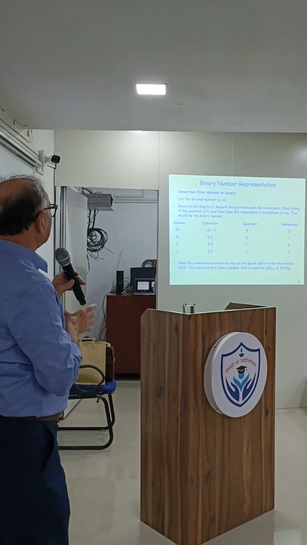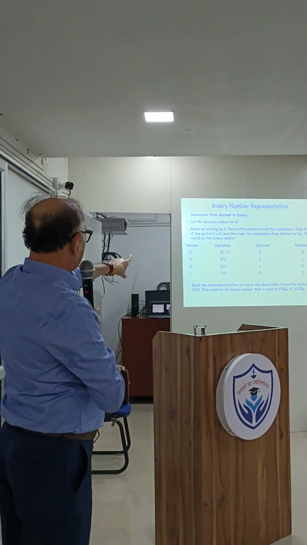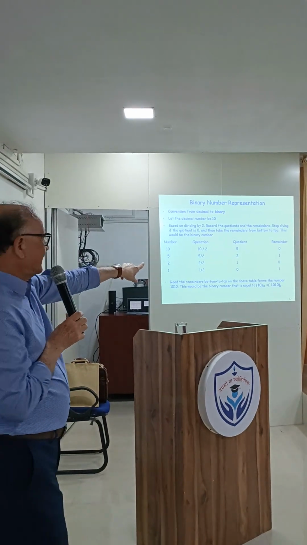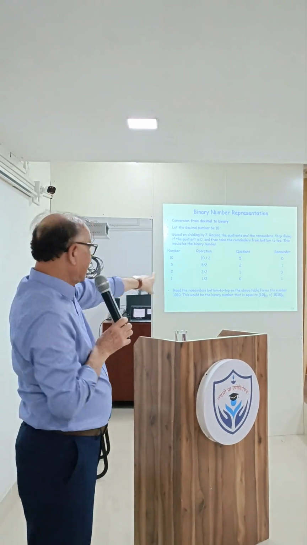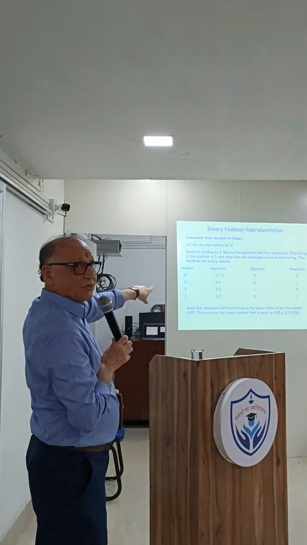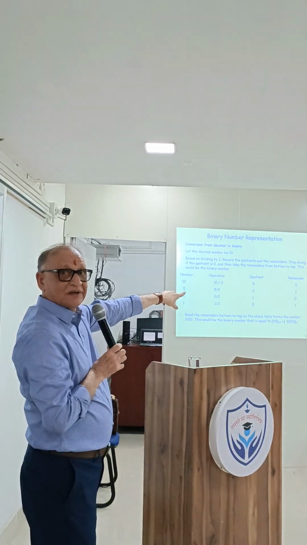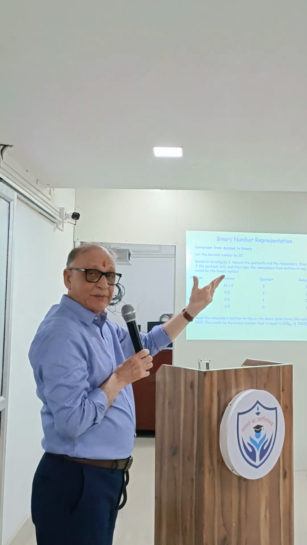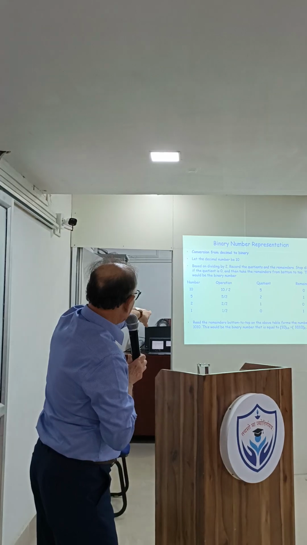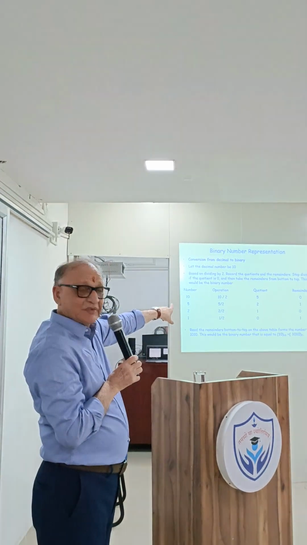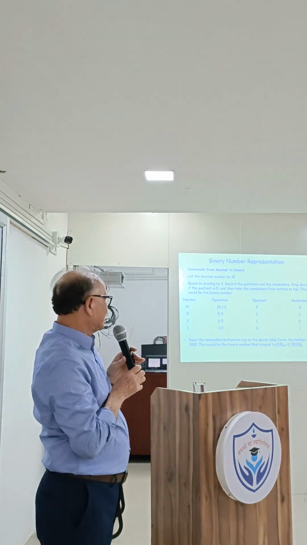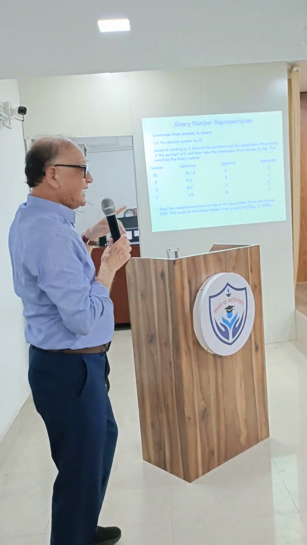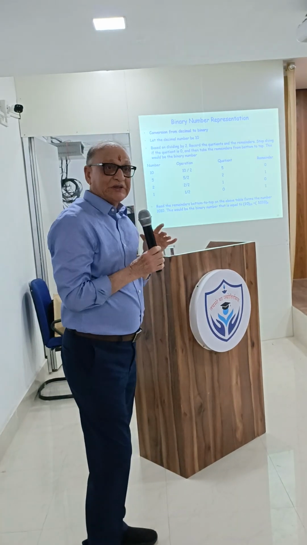I am giving you an example. Take the number 10. Divide by 2. So 10 by 2 is 5. The quotient is 5 and the remainder is 0. Then you divide the quotient again by 2. You get 2, remainder 1. Then 2 divided by 2 gives quotient 1, remainder 0. Then 1 divided by 2 gives quotient 0, remainder 1. So your 10 is 1010. 10 is a decimal number, but 1010 is a binary number.